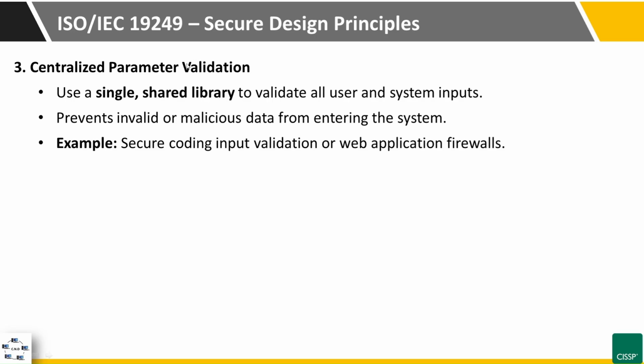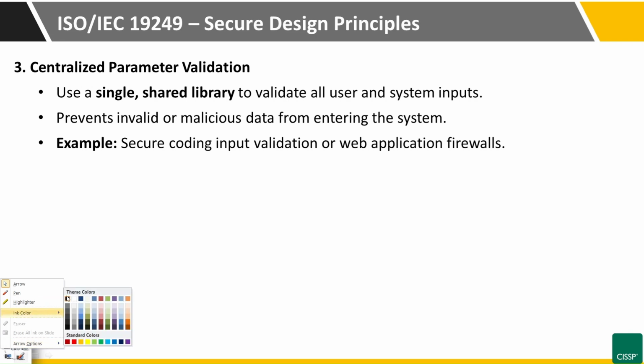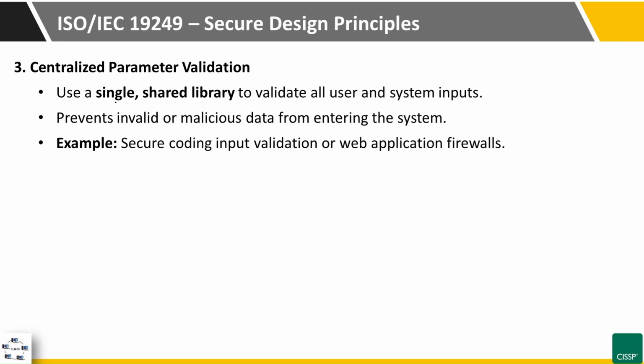So next, the secure design principle is centralized parameter validation. And what does this mean? This means that we need to use a single shared library to validate all user and system inputs. For example, we have a system, and the system may be, let's suppose, a database. We are having requests from multiple sites, from multiple users. So it is important that we have a centralized system to validate all these input requests. This prevents invalid or malicious data from entering the system.